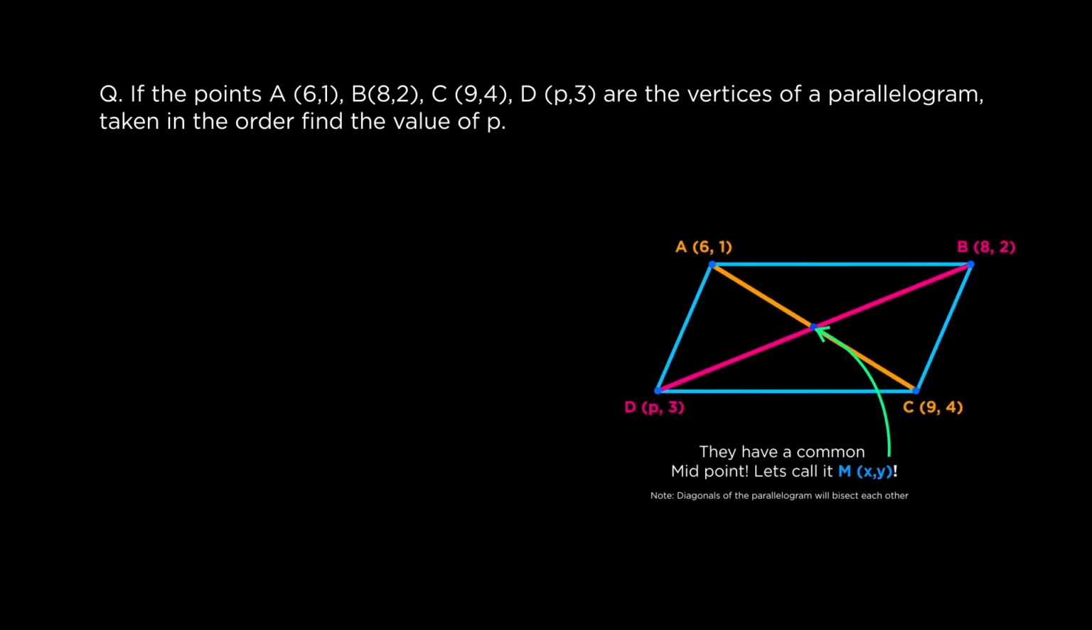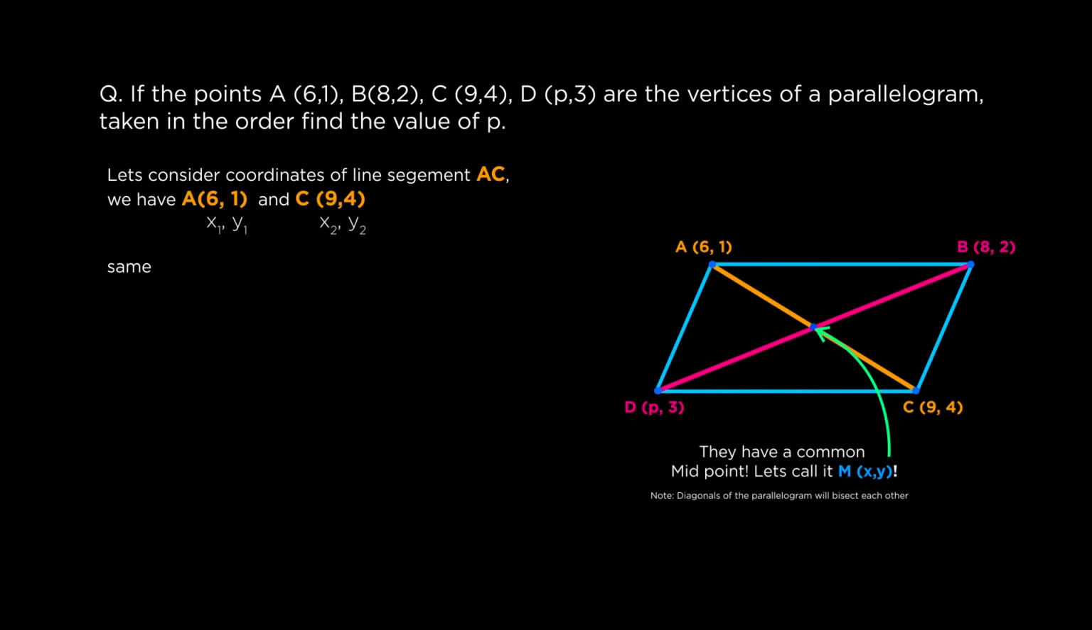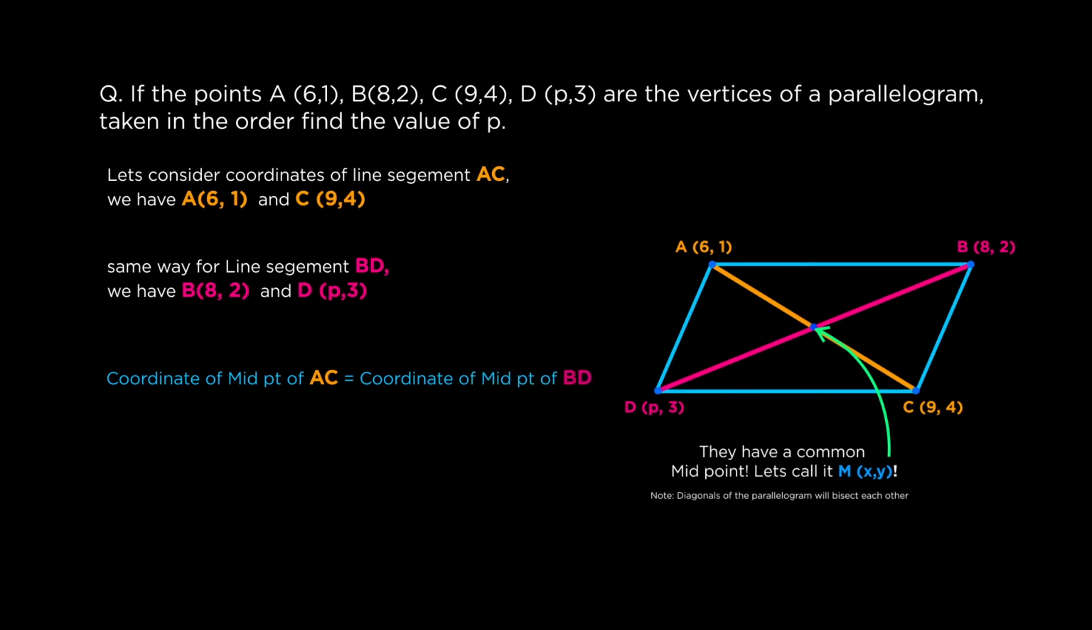Using AC, I'm going to find the coordinates of M using the midpoint formula. I'll consider x1, y1 and x2, y2 as the corresponding coordinates of A and C. You can also see that this point M is a midpoint for the diagonal BD as well, so a similar case we can also use to find the coordinates of M. The only catch is that in BD, the x coordinate of D is unknown. So now we are going to use the condition: the coordinate of the midpoint of AC equals the coordinate of the midpoint of BD. Do you remember the midpoint formula, children?